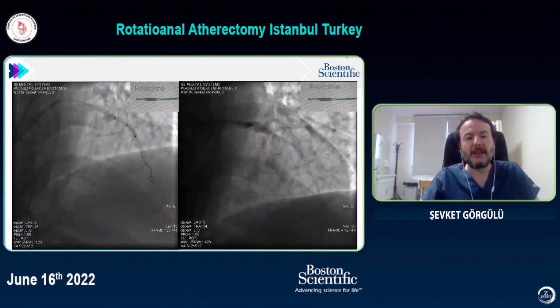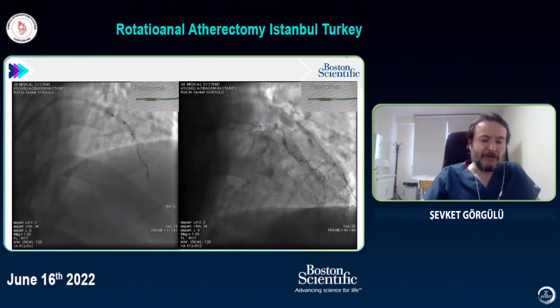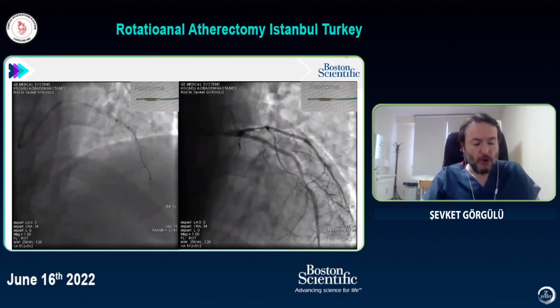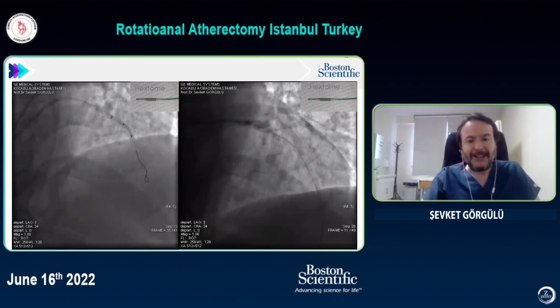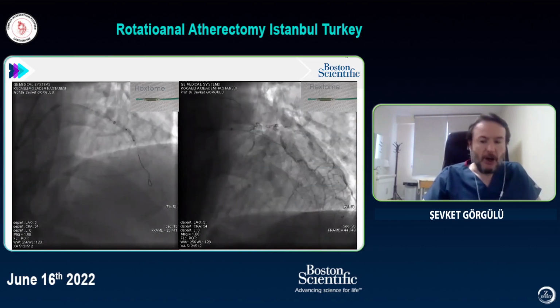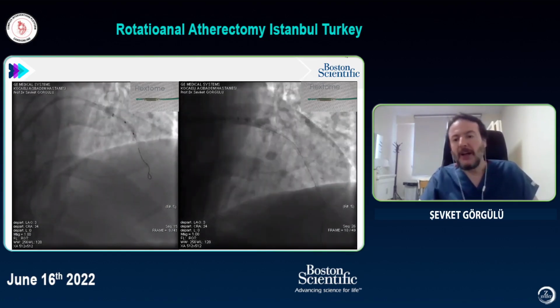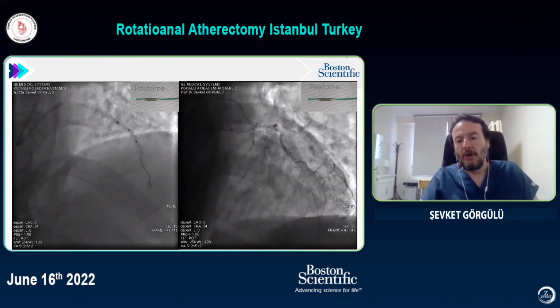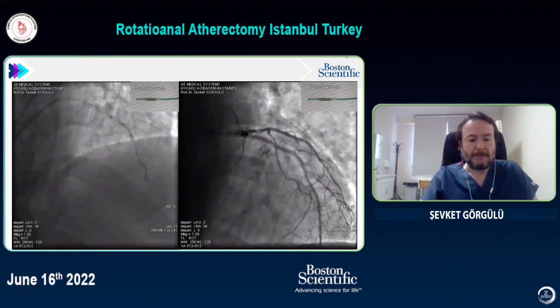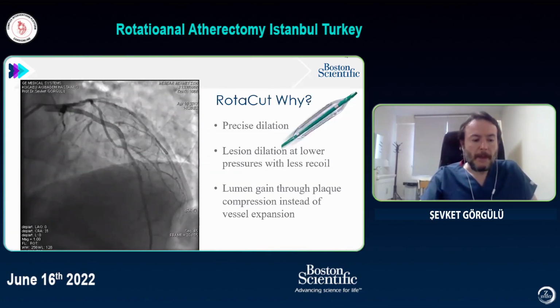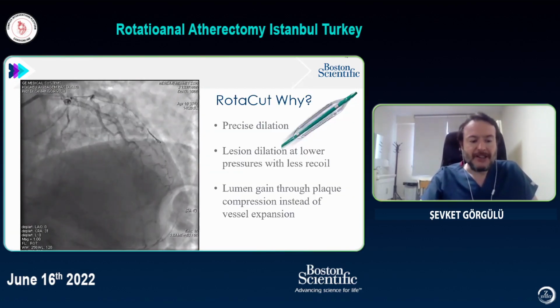So this is the second 3 by 10 millimeter FlexStorm, which got through with the assistance of a guide extension catheter. One can see how nicely the calcification was modified after RotaCut on the right screen. So here's the end result after stenting.